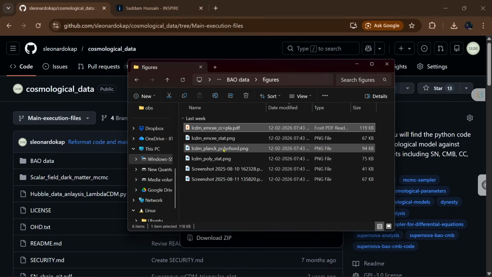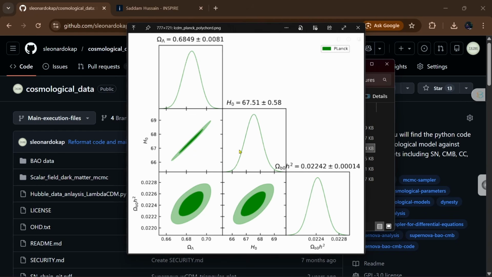But if you are using the LCDM PolyChord, let's say that you are using this LambdaCDM and it has been run in PolyChord, and I have used this compressed Planck data, then this is the kind of image or contour plot you will get. Here omega lambda is the dark energy component, which is 68%, 67.51, which is the same kind of value you can get from the 2018 Planck data.